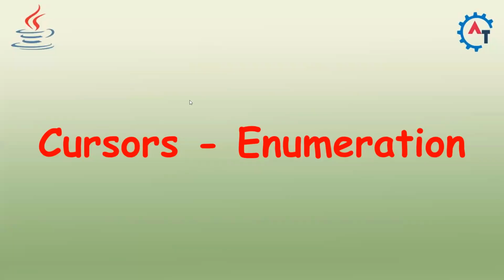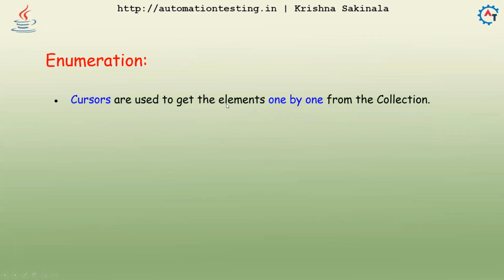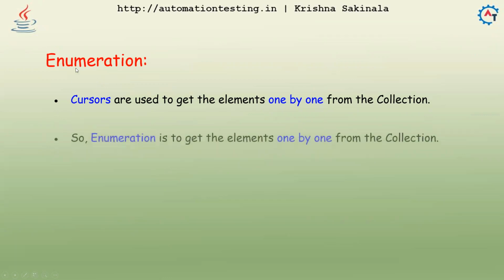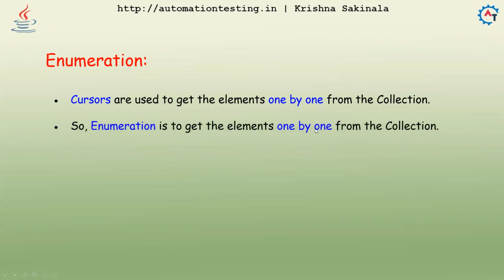Hi, in this video, we'll talk about enumeration in Java. This is one of the cursors in Java. Cursors are used to get the elements one by one from the collection, right? Enumeration is one of the cursors. With the help of enumeration, we can get the elements one by one from a collection.